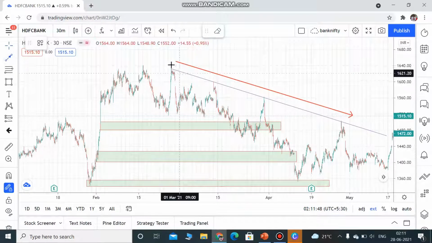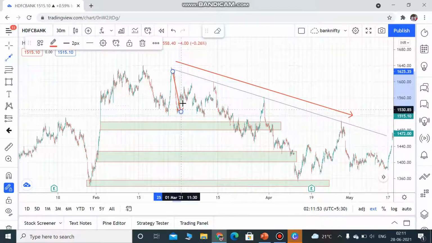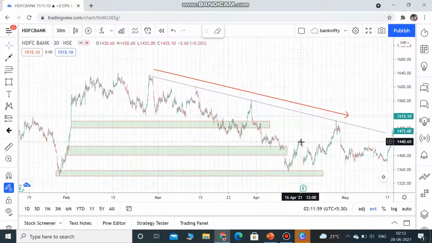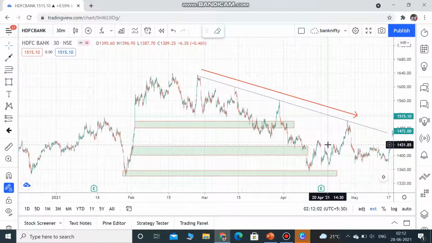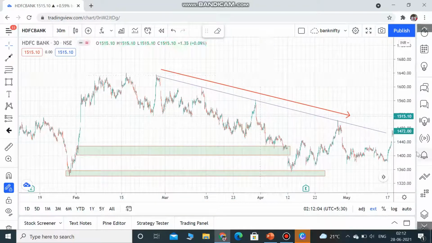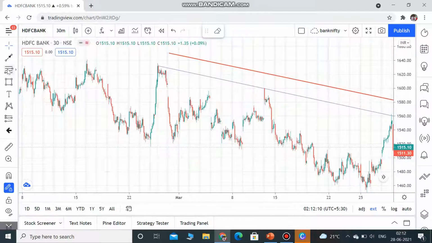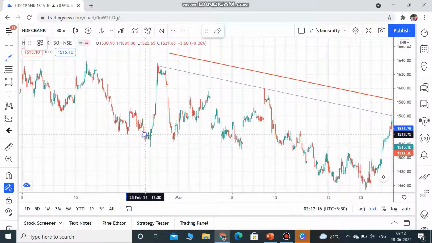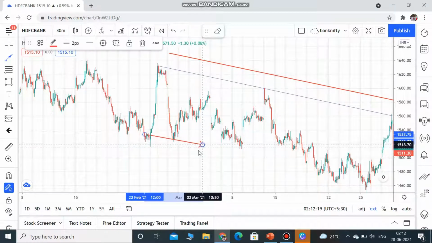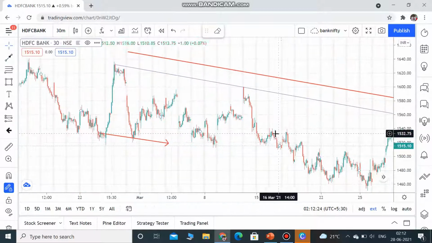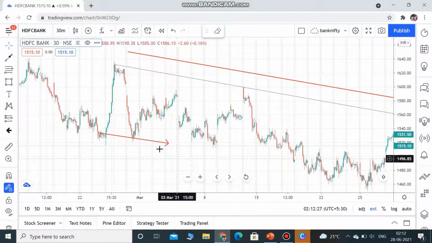So what do you do when it reaches above the high? I'll be shorting till here, and as it is in a downtrend, I will only be thinking about shorting, not buying. If you want to try buying as well, you can consider these 2 points. If you consider these 2 points, I will be buying at this point.